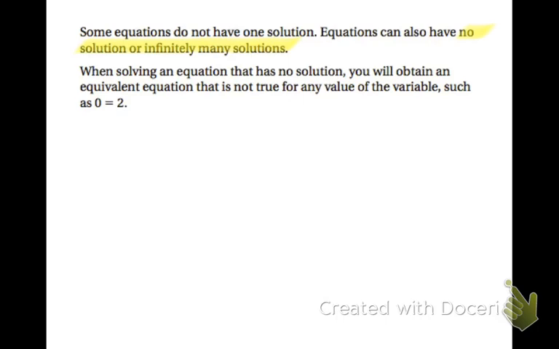When solving an equation that has no solution, you're going to obtain an equivalent equation that is not true. Here's the most important part: not true for any value of the variable, such as 0 equals 2 or anything that is not equal to each other. So let's look at an example in your book.